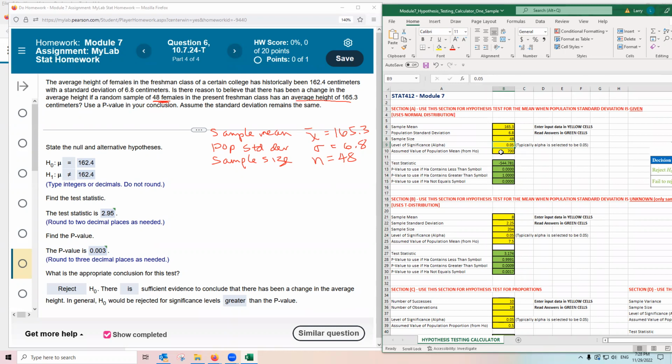The only other thing I need here is what is the assumed value of the population mean? That comes from the null hypothesis. Well, that's going to be 162.4 for our example. All right, and let's go ahead and grab the test statistic. So the test statistic is right here.